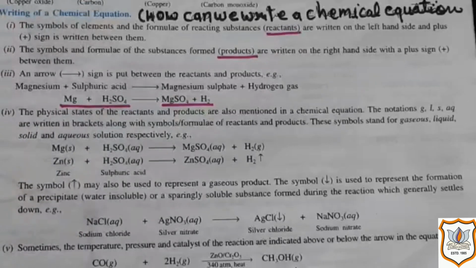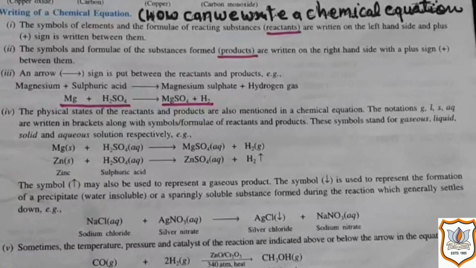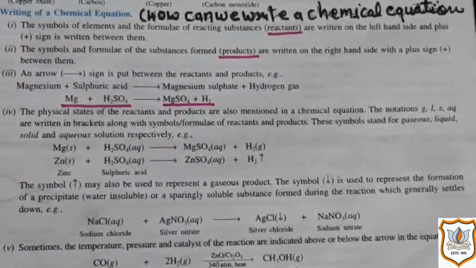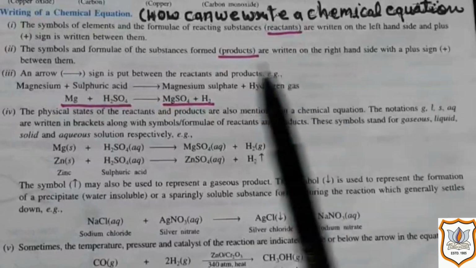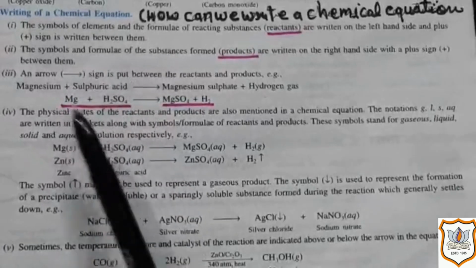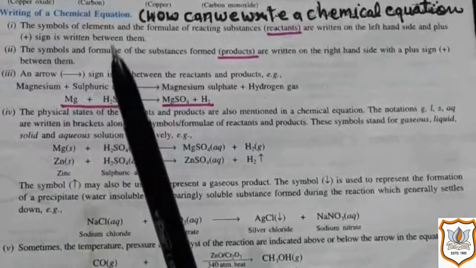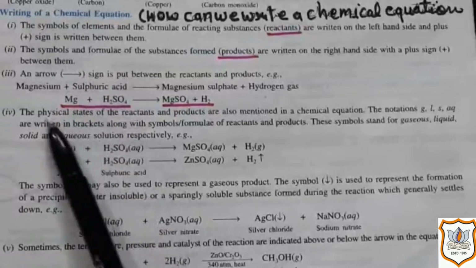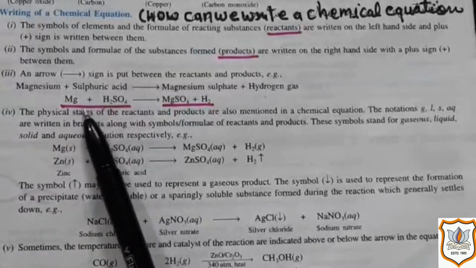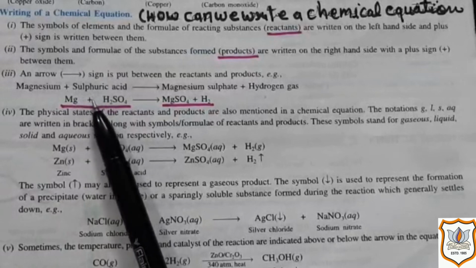In the first step, we will write the symbols of elements and formulas of compounds of the reacting substances on the left side of the chemical equation. And also we will put a plus sign between them. Here in this example we can see that Mg and H2SO4 are the reactants and are written on the left side of the chemical equation, and also a plus sign is written between them.